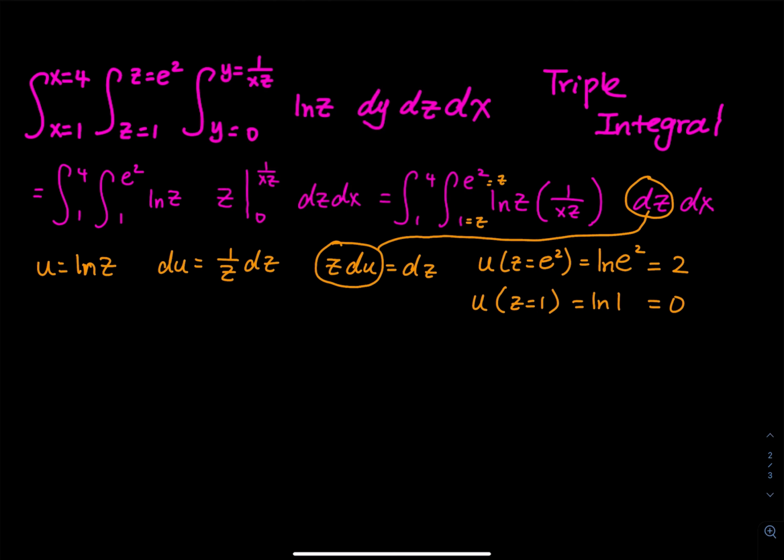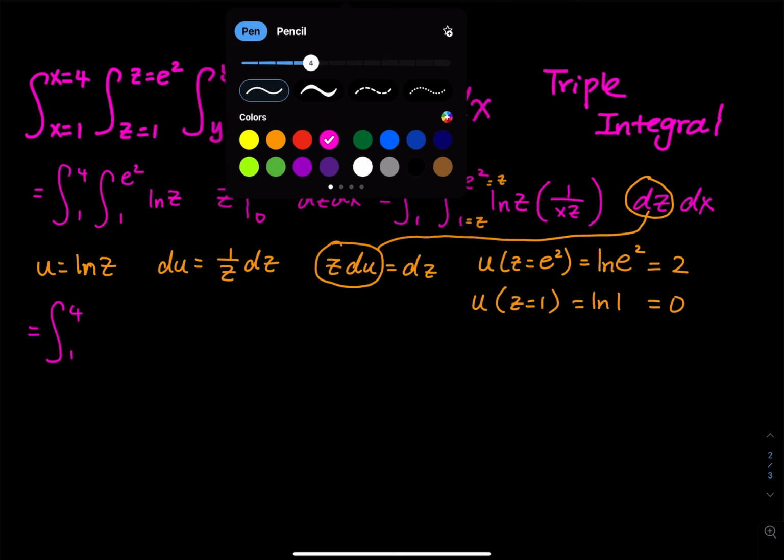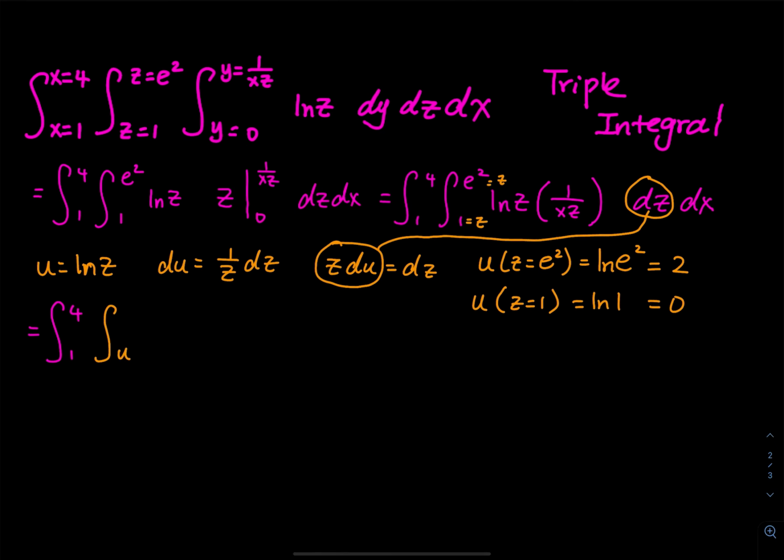And then the next step, you do the integral from 1 to 4, and now watch me. This will be the integral, u from 0 to 2. Everything is in terms of u. You have ln(z), which, by the way, is equal to u. There is a change. And then the 1 over xz, no change. And then the dz is z du. And then you have your dx.